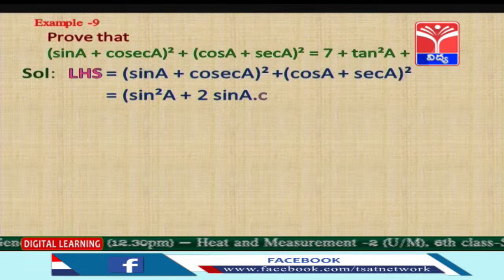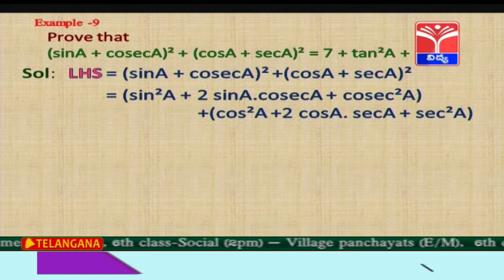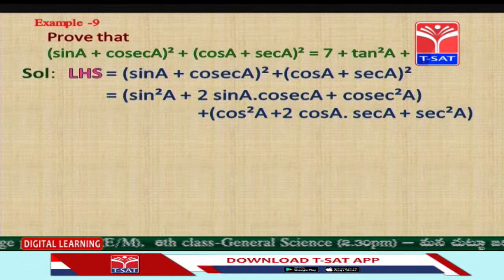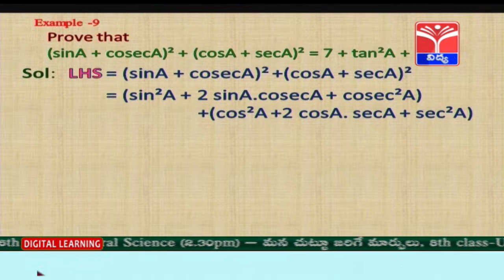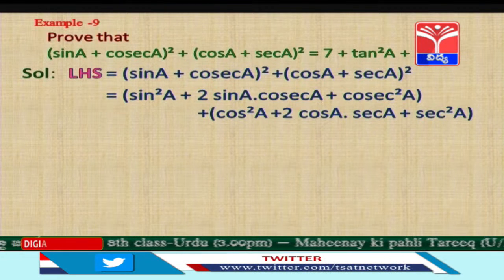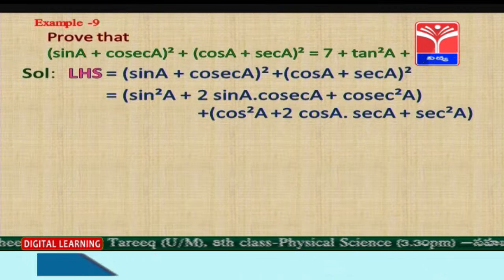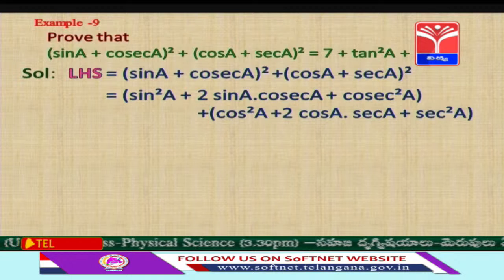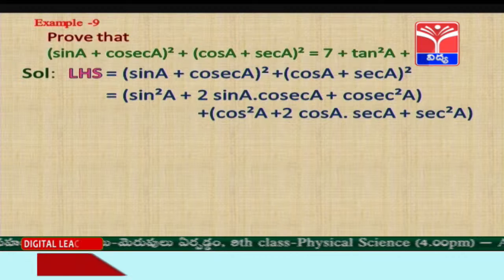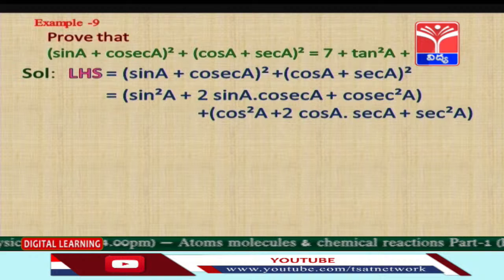So, when I continue with this, I am going to expand both the squares. If I expand them, you please see, I am getting here sin square a plus 2 into sin a into cosec a plus cosec square a. That is the first part. Second part in this: cos square a plus 2 cos a into sec a plus sec square a. Now, we know that cosec a is 1 by sin a. So, that means sin a into cosec a, similarly cos a into sec a, will become 1.